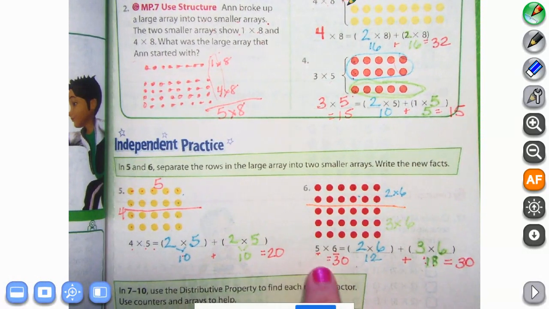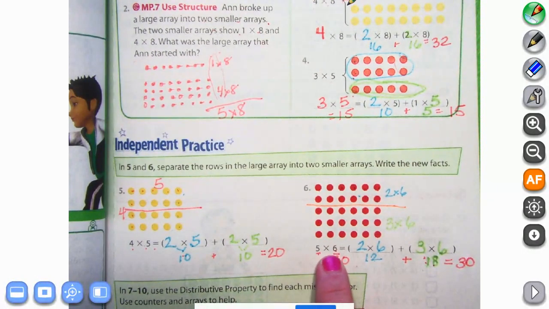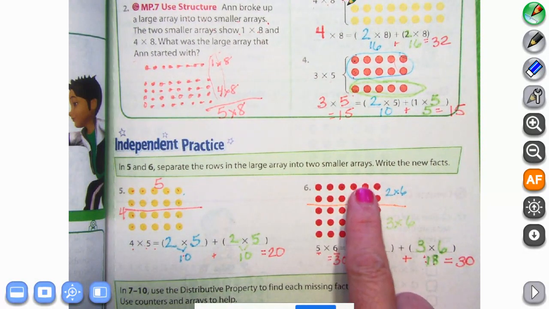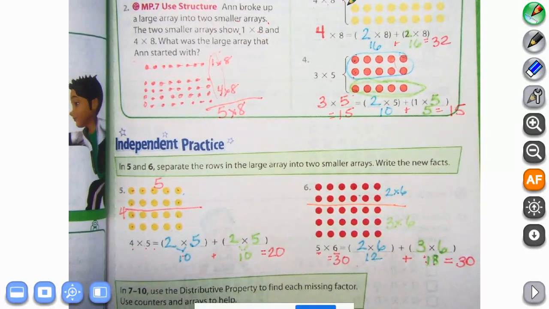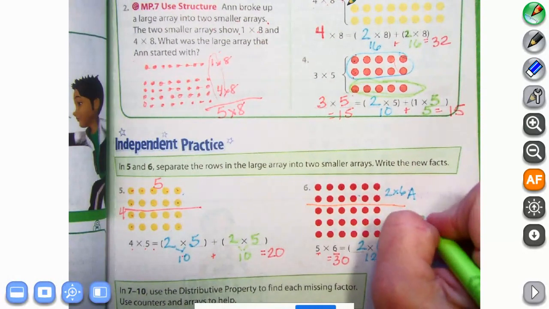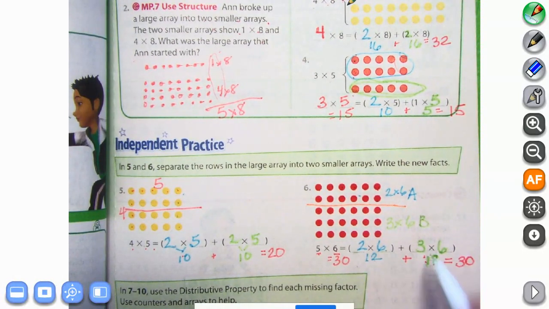See how I color code that the original problem is red? And then when I broke it up into, like, this is A, we can call this A, and we can call the other one B. So we broke it up into an A and a B, and we put them back together.